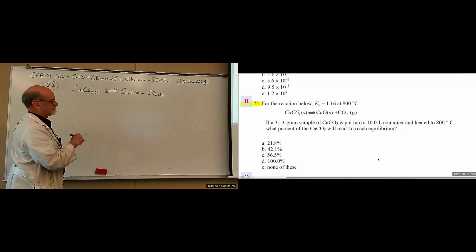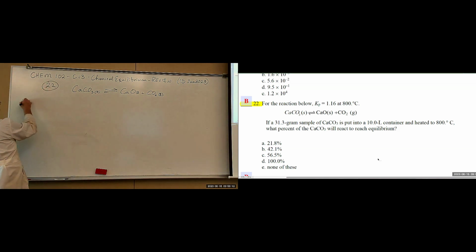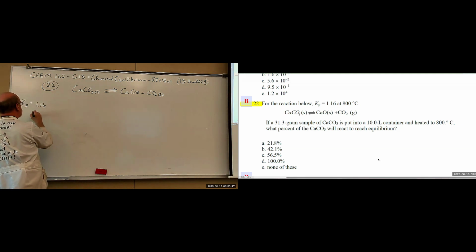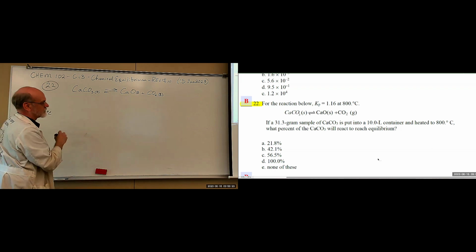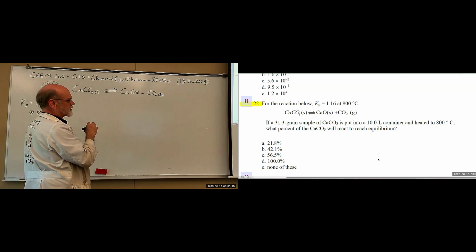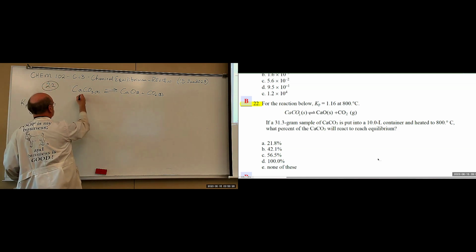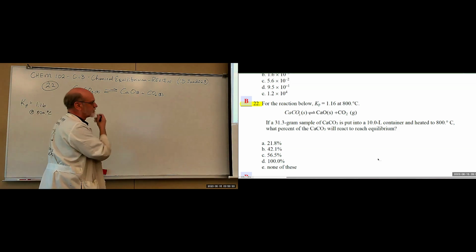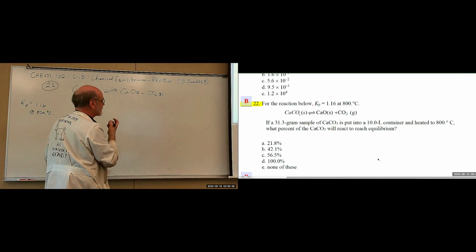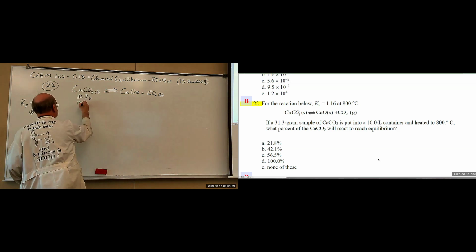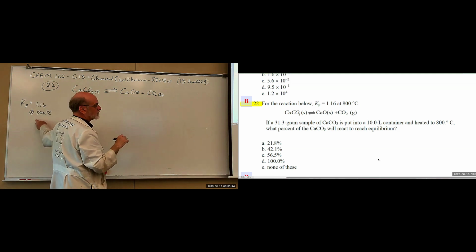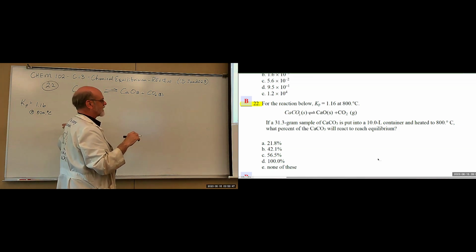Okay, back to the problem. So the Kp for this reaction is 1.16 at 800 degrees C. Okay. If a 3.13 gram sample of calcium carbonate is put into a 10 liter container, so the volume is 10 liters, and heated to 800 degrees, what percent of calcium carbonate will react to reach equilibrium?